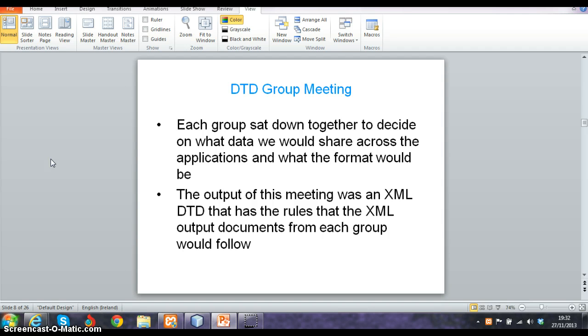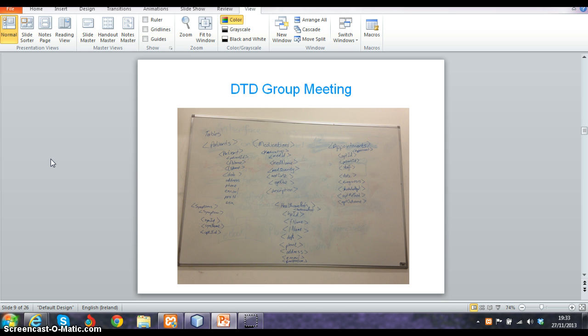follow. Bridget and I actually took the lead with the DTD and also with the XML file, making sure that everybody received an up-to-date copy. There were 8 iterations, and also applying the rules and filling out the documents. This is a picture of our very first meeting and what tags we were going to share with each other and what would be inside those tags.